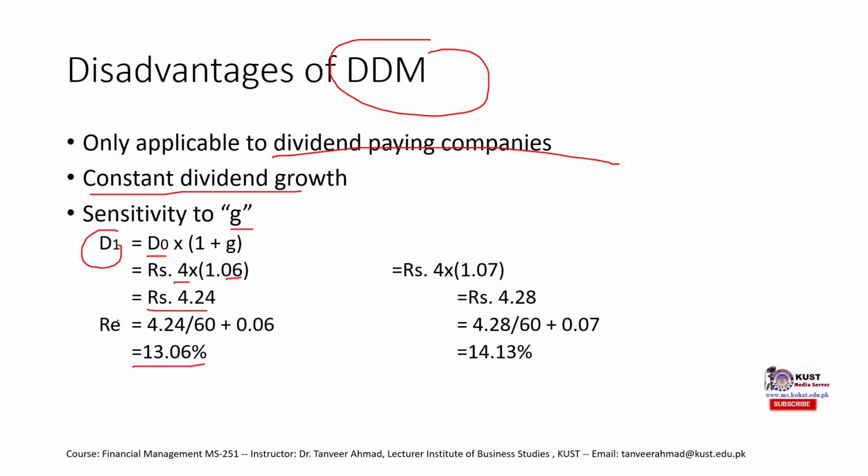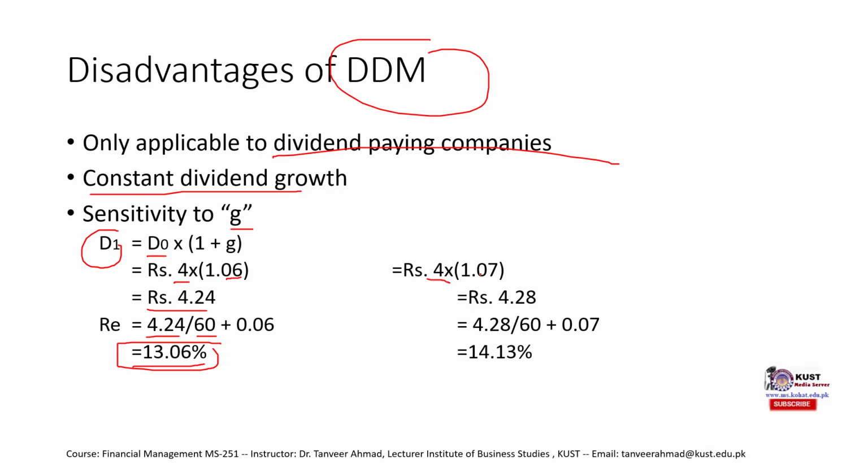If we input that into the cost of equity formula, then 4.24 divided by 60, remember in the previous example we had the value of 60, plus the growth rate, the cost of equity is 13.06. But if we just increase 1 percentage point, rather than taking 6%, we estimate that our growth rate is 7%. Remember, growth is, in real life, an estimated growth rate. So instead of estimating that the growth rate would be 6%, if we estimated that the growth rate would be 7%, then what would happen?